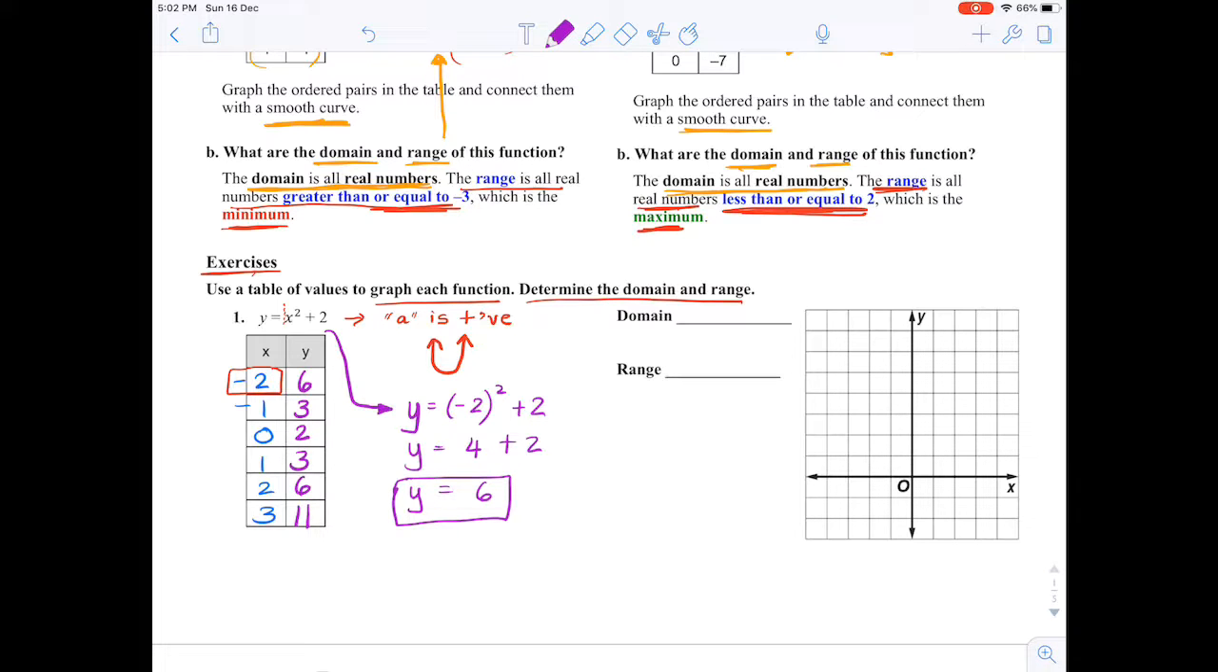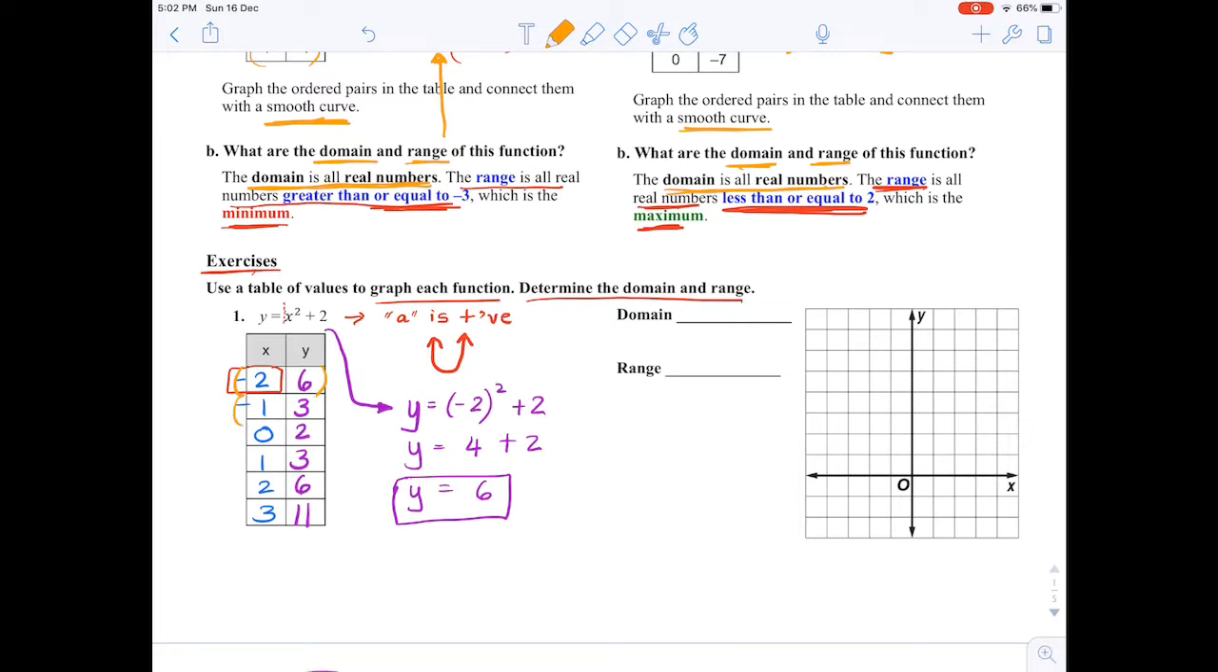So remember, this table of values produces the all-important list of ordered pairs. So I have 3, 4, 5, I have 6 ordered pairs that I'm now going to go over to the graph on the right-hand side and plot them. So when x is -2, so 1, 2, y is 6. 1, 2, 3, 4, 5, 6. So there's my first point.